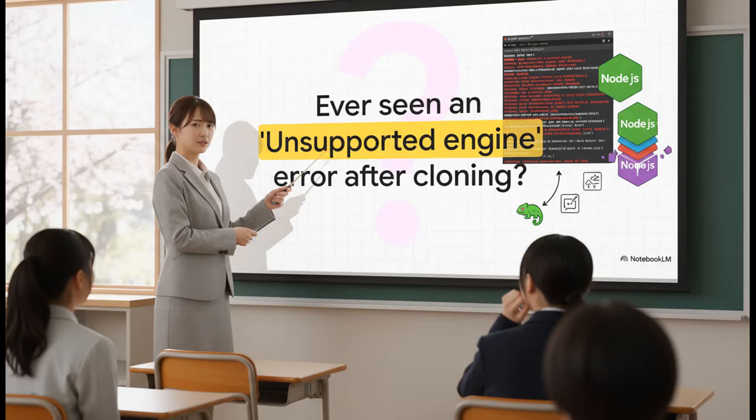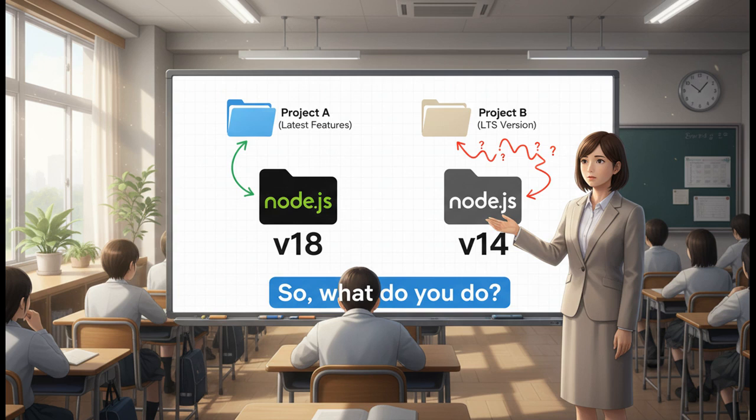So, picture this. You're all fired up to start a new class project or contribute to some code you found online. You clone the repo, you run npm install, and bam! You hit this wall of red text screaming about an unsupported engine. It just completely kills your momentum, right? It's the worst. And look, you are definitely not alone. This happens all the time.